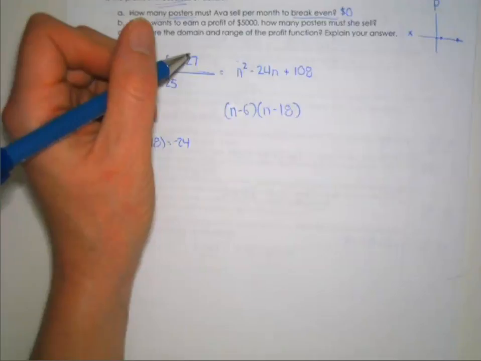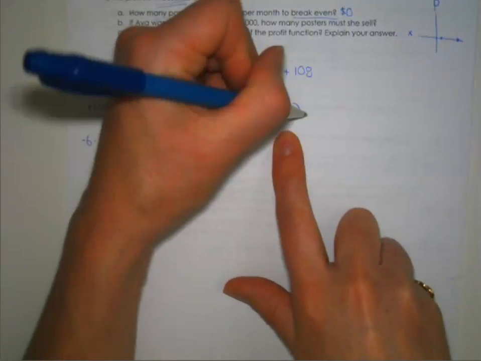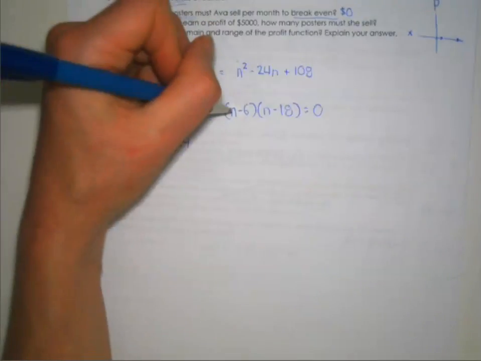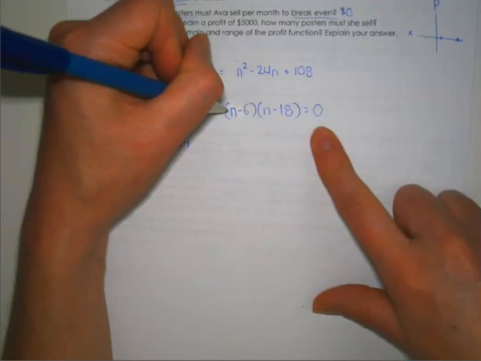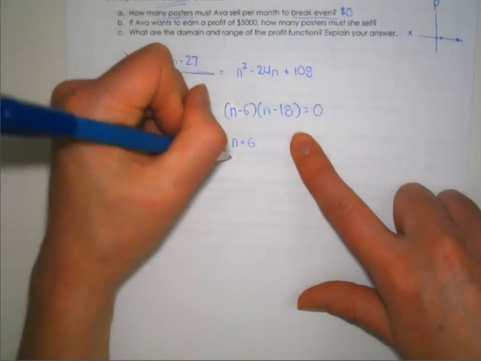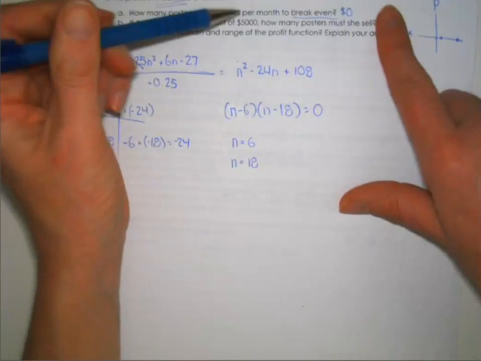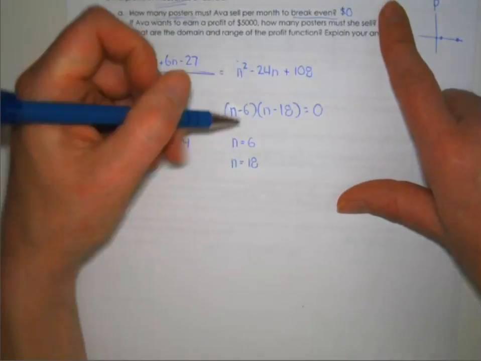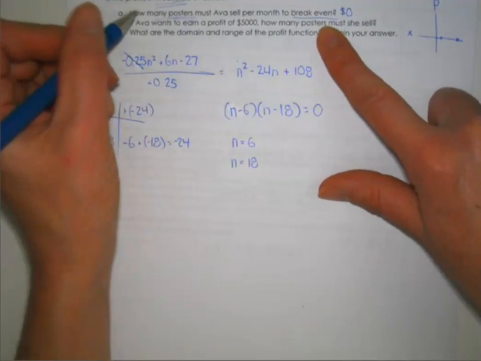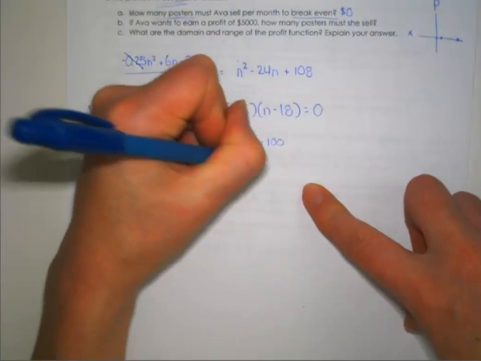Okay, so now that I've done that, I know that those two things are equal to 0, right? So if I want those to be equal to 0, that would mean n would have to be equal to 6, or n would have to be equal to 18. Now keep in mind we mentioned that the number of posters sold would be in the hundreds. So if we're wondering how many posters she needs to sell per month to break even, if n is 6, it's actually times by 100. And same thing down here.